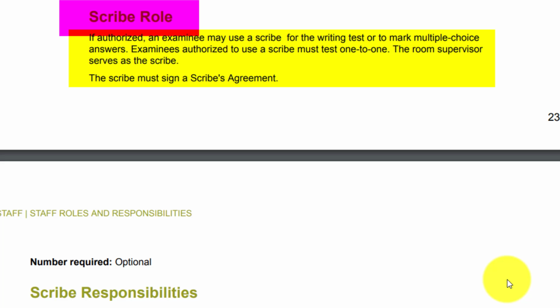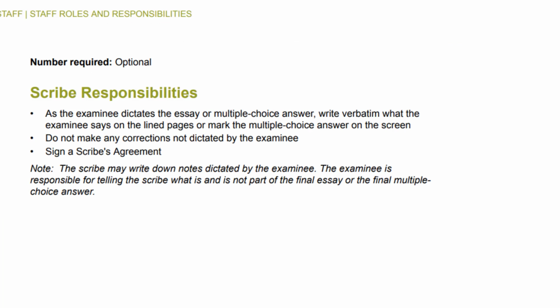Scribe role. If authorized, an examinee may use a scribe for the writing test or to mark multiple choice answers. Examinees authorized to use a scribe must test one-to-one. The room supervisor serves as the scribe. The scribe must sign a scribe's agreement.